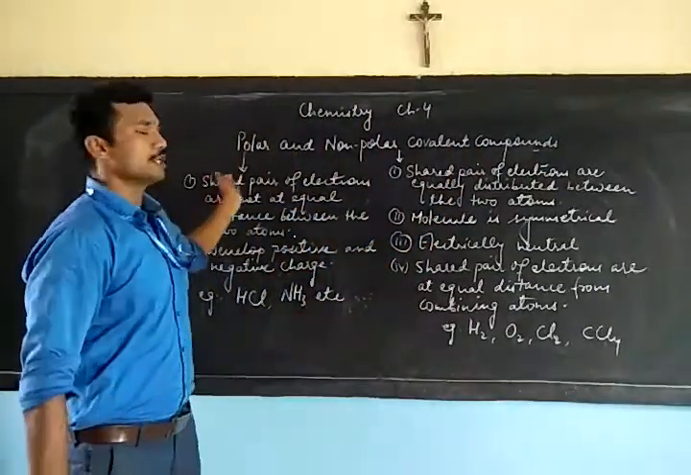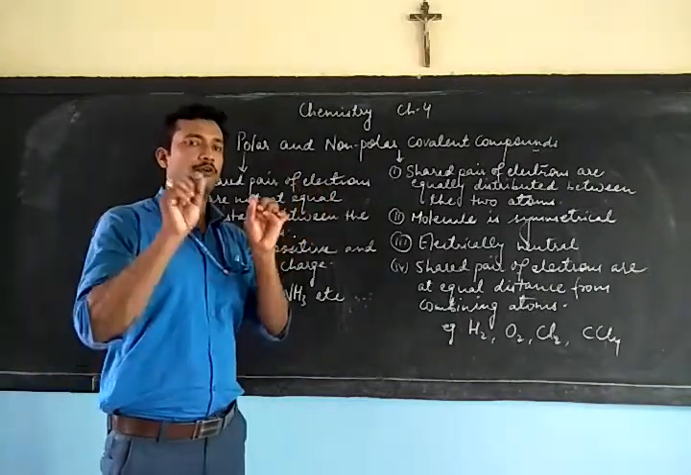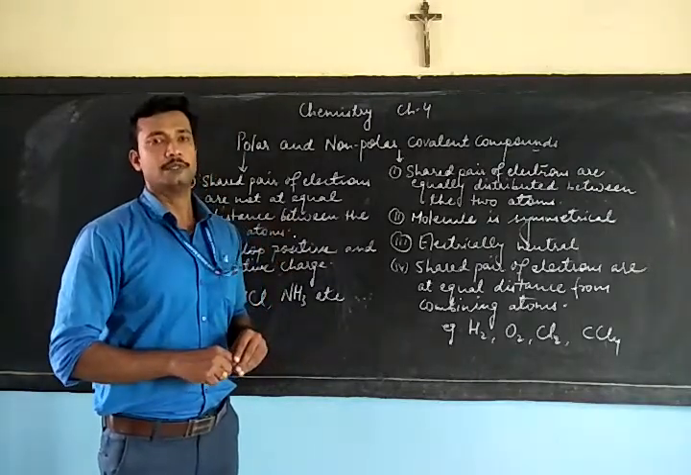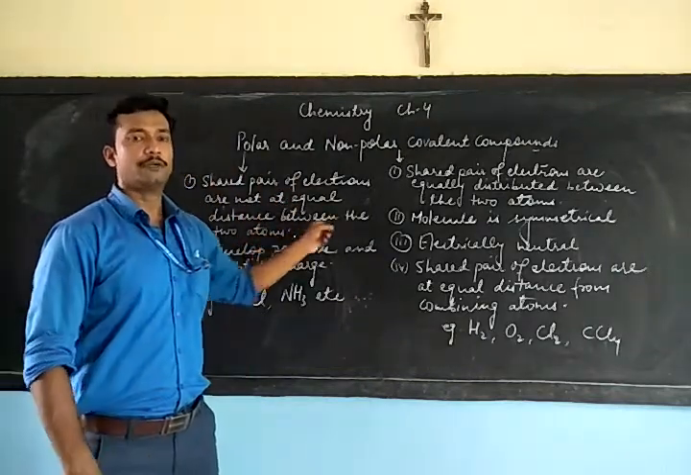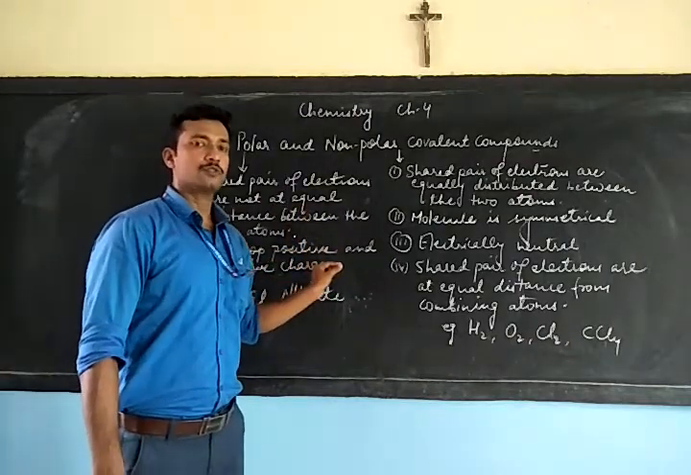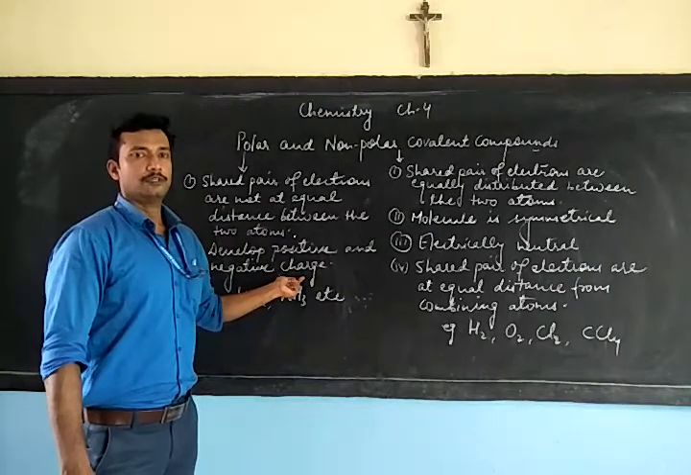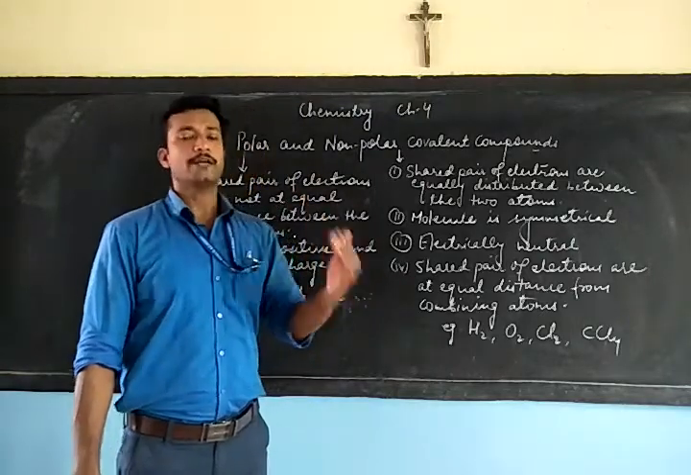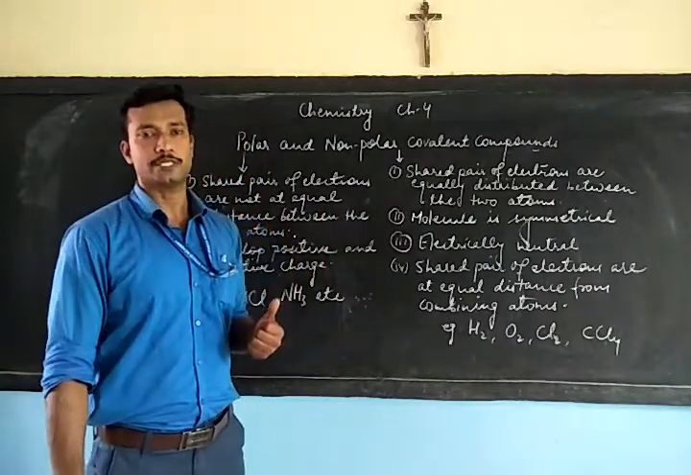Polar covalent compounds are those in which the shared pair of electrons is not at equal distance between the two combining atoms. Once again, the shared pair of electrons is not at equal distance between the two atoms. And because of this, such compounds will carry positive and negative charge. So how will the shared pair of electrons not be at equal distance between the two atoms? That we can understand with the help of electron dot structure.